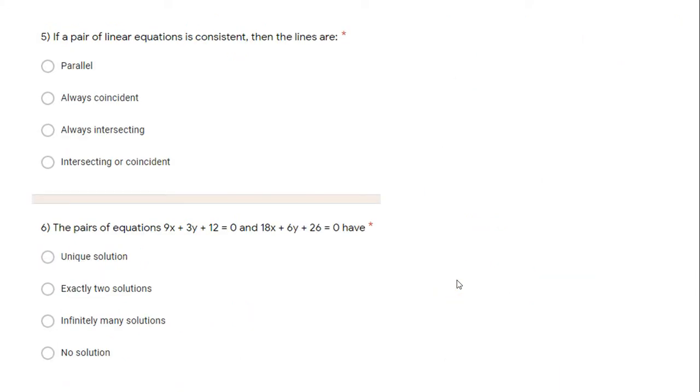Next: if a pair of linear equations is consistent, then the lines are, which kind of lines can there be?